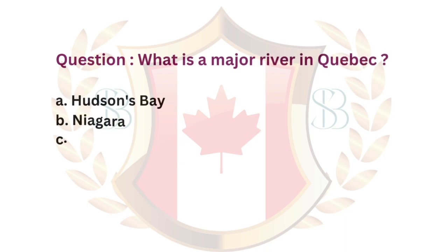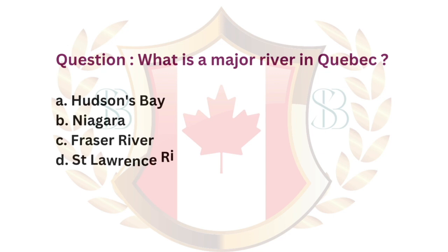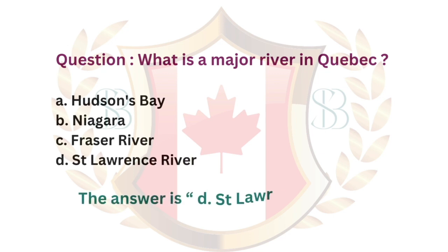Question. What is a major river in Quebec? A. Hudson's Bay. B. Niagara. C. Fraser River. D. St. Lawrence River. The answer is D. St. Lawrence River.